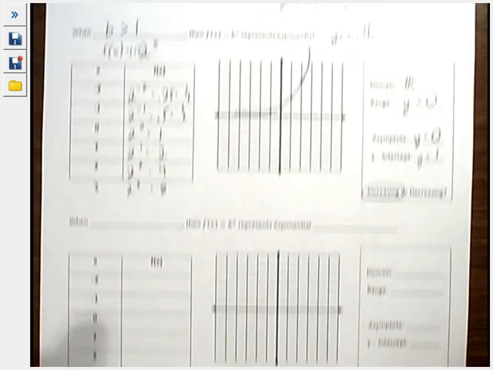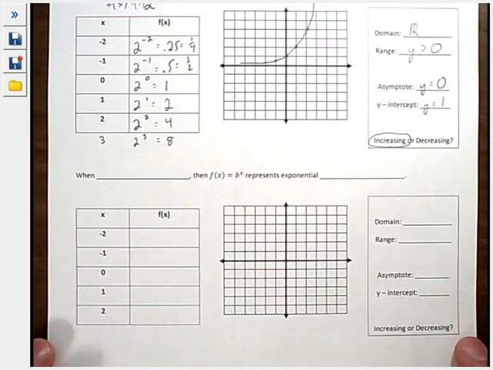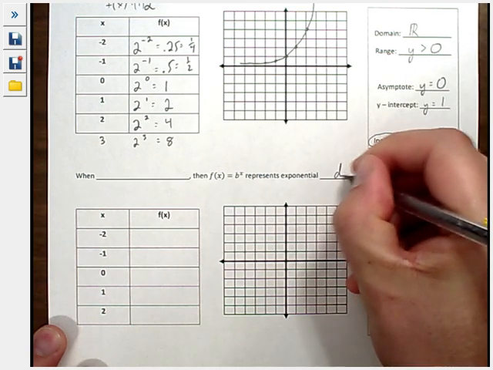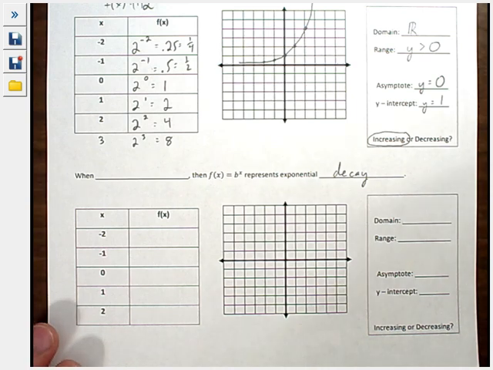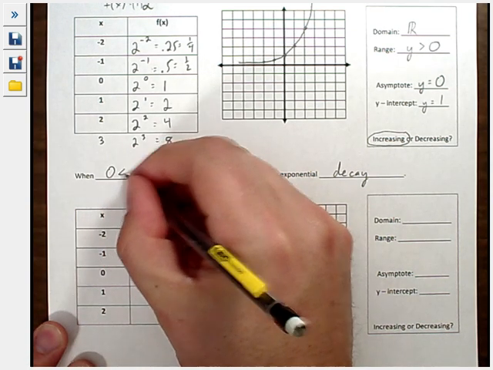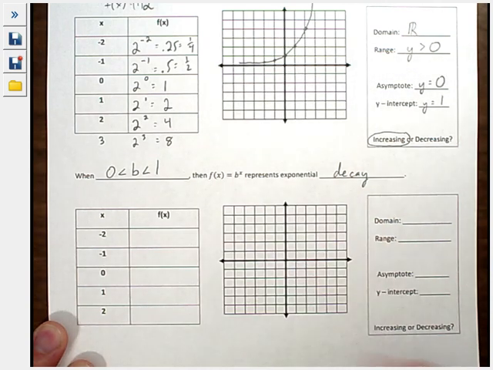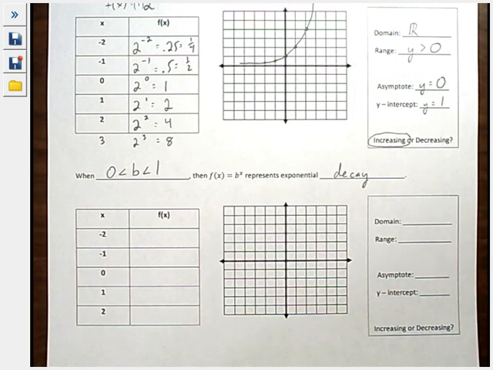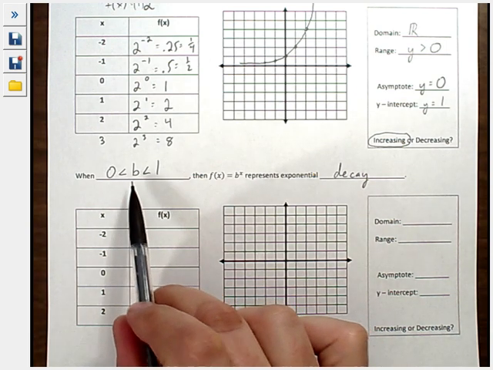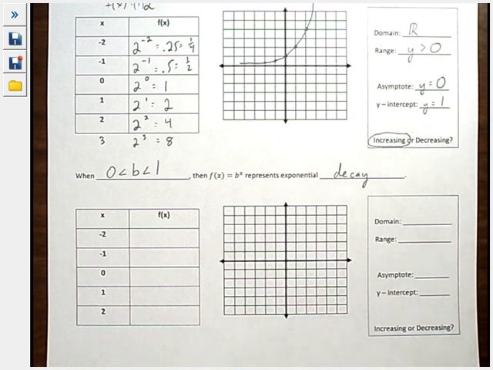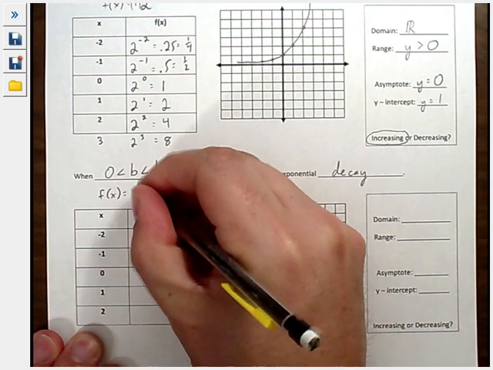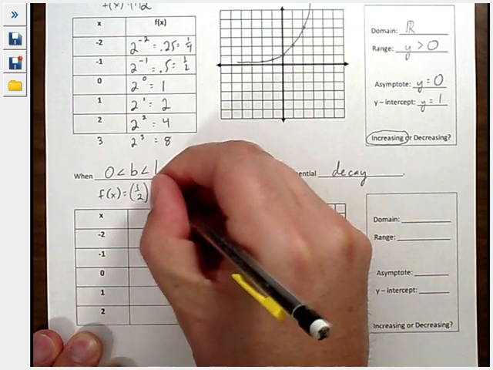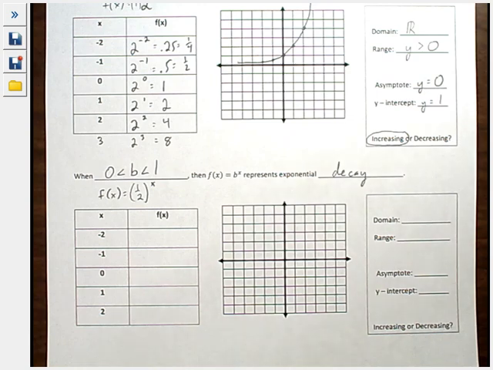Well, the opposite of exponential growth is exponential decay. Okay? And this happens when b is greater than 0, but it is less than 1. Okay? This is our base value here. B needs to be between 0 and 1. So something like this. We'll do 1/2, and we'll raise it to the x power. So 1/2 is between 0 and 1.